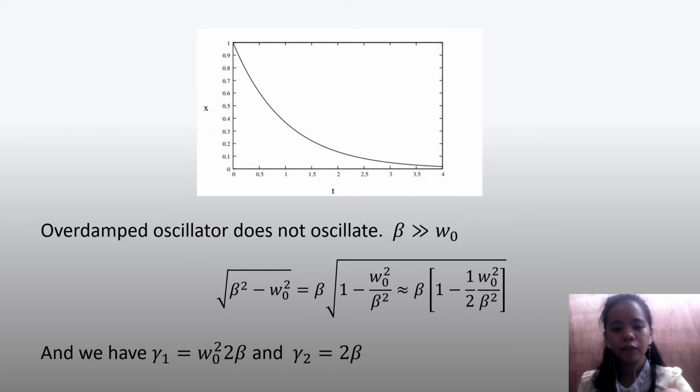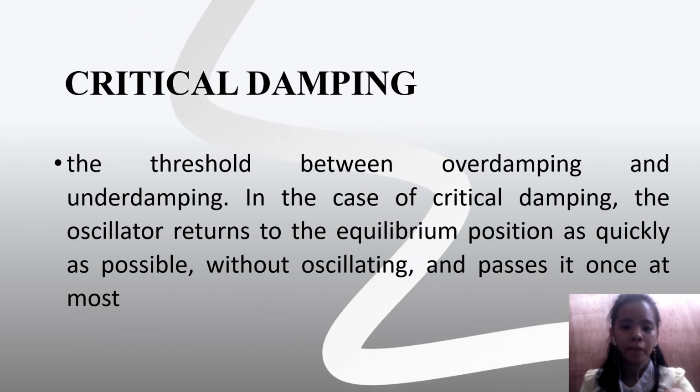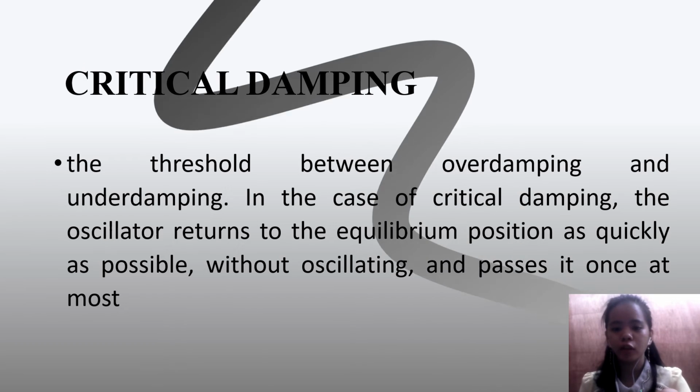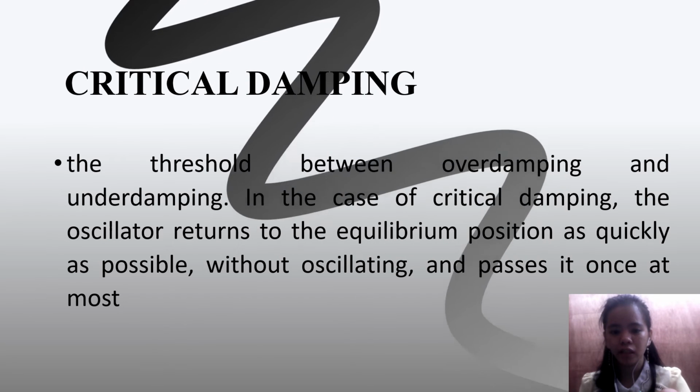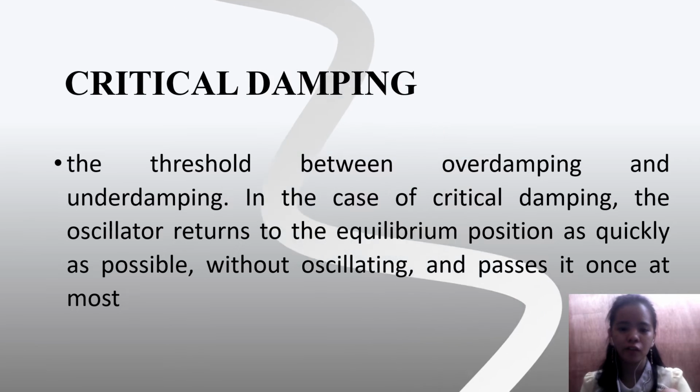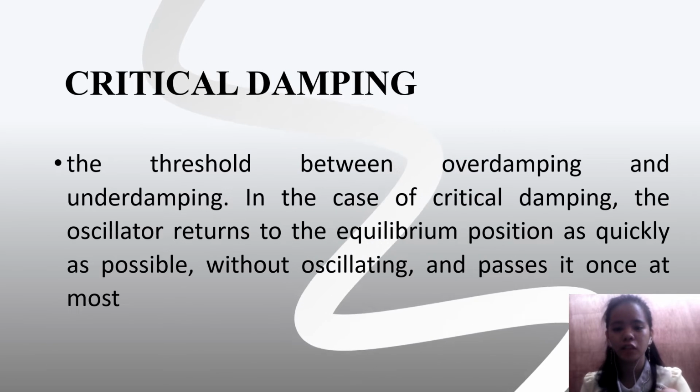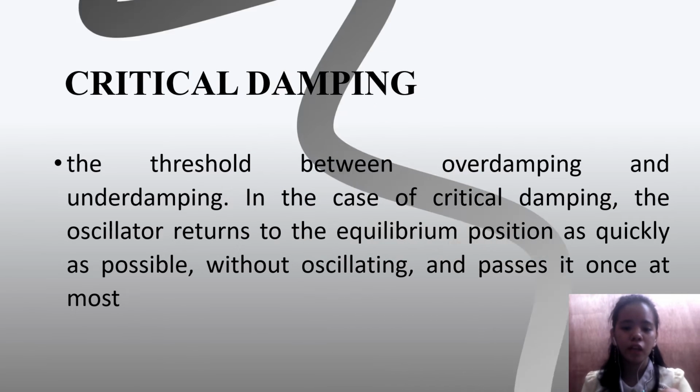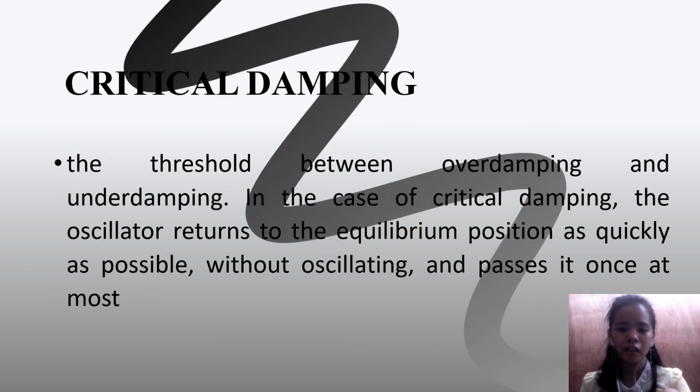So this is the overdamped oscillator, which does not oscillate. β is greater than ω0. So this is the equation, and we have λ1 and λ2 in terms of β. Critical damping is the threshold between overdamping and underdamping. In the case of critical damping, the oscillator returns to the equilibrium position as quickly as possible without oscillating.